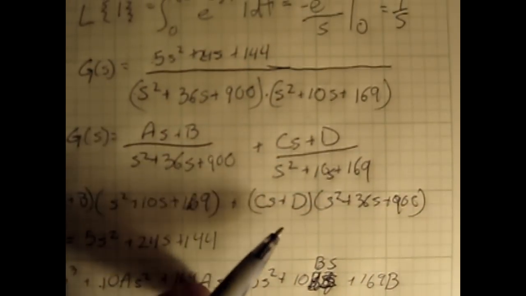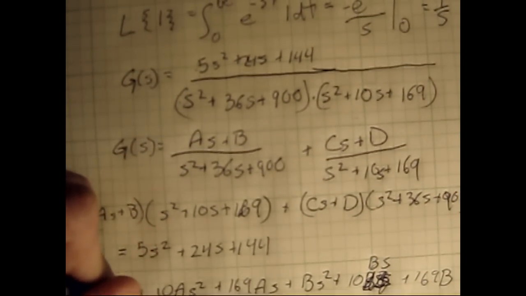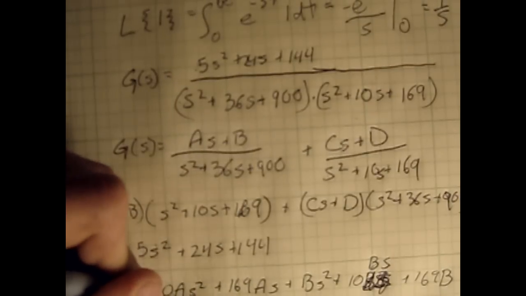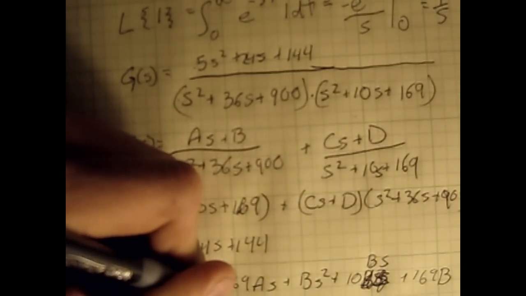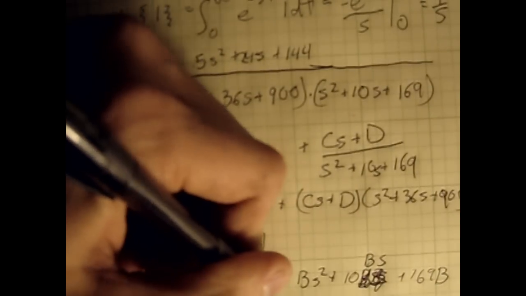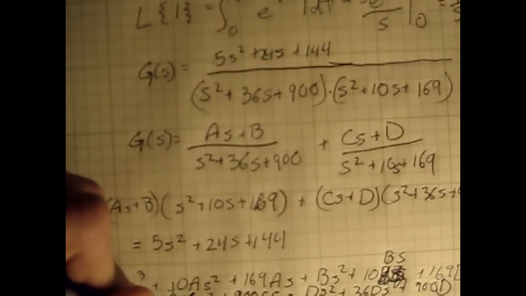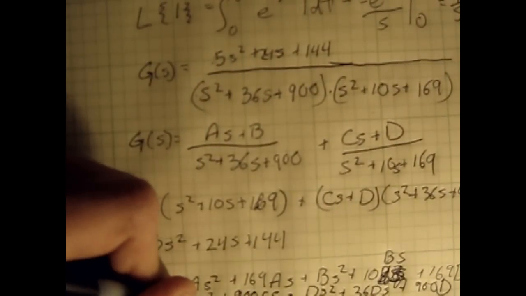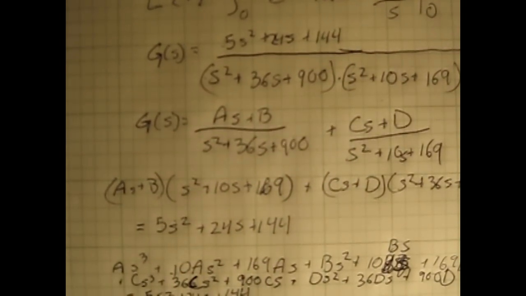Now for the second term, we have positive cs cubed plus 36cs squared plus 900cs. Now it's time to do the d terms. We have ds squared plus 36ds plus 900d. And we know this is all equal to 5s squared plus 24s plus 144. So this looks kind of like a mess now, doesn't it?